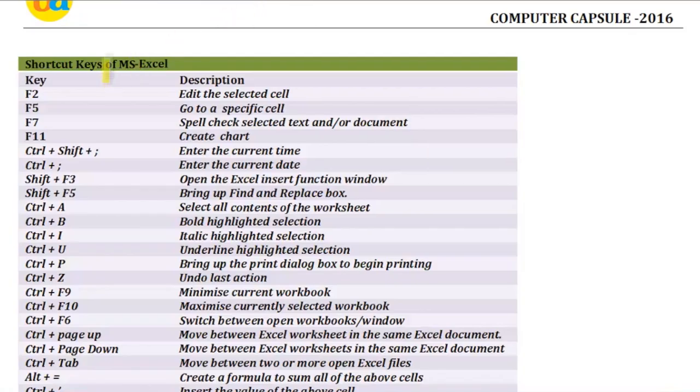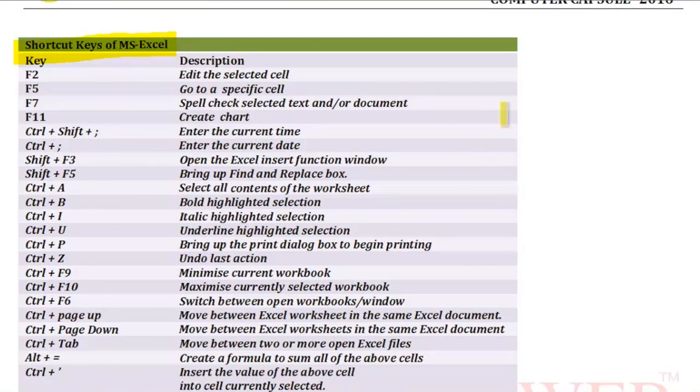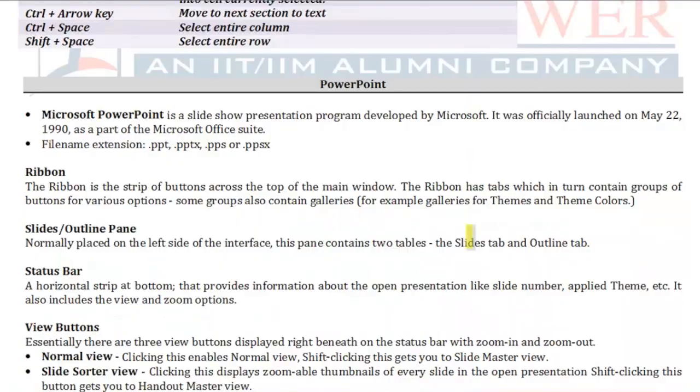Now here we have some shortcut keys of MS Excel, and shortcut keys help us to make a task very simple because we just need to press the keys and the task will be performed easily. You must go through these shortcut keys as they can be asked in your examination, like Control plus P performs what action? Then your answer should be, it is used to bring up the print dialog box to begin printing. Next in the Office Suite, we'll be discussing PowerPoint or Microsoft PowerPoint.